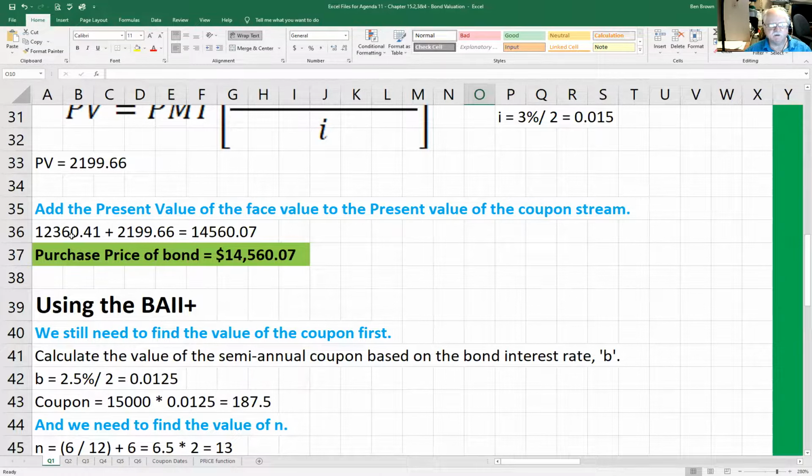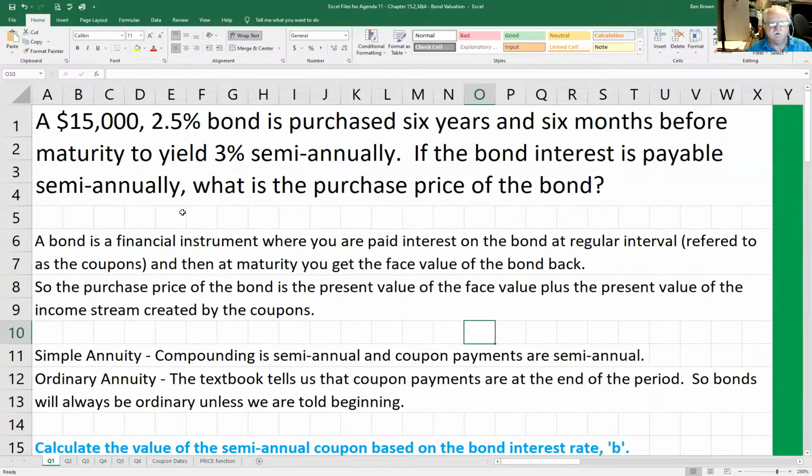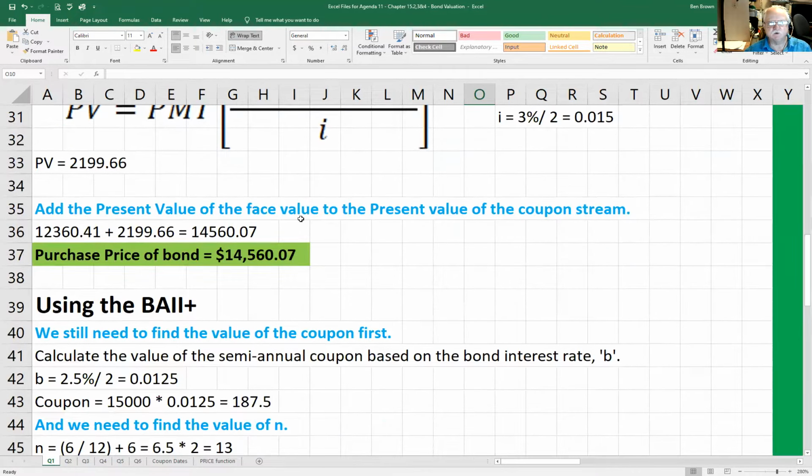And so if we added these two together, someone would pay $14,560.07 for this piece of paper. And notice it's slightly less than the 15,000. The reason it's less is because the interest rate has gone up. So this investment that is based on 2.5% is not worth quite as much as it would be because the interest rate has gone up since this bond was created.